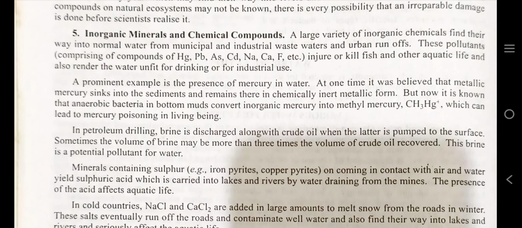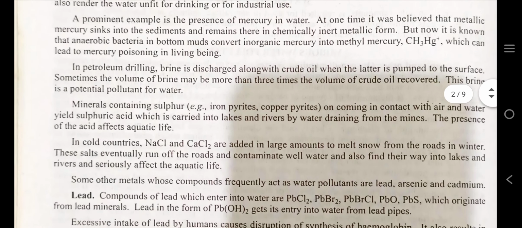In petroleum drilling, brine is discharged along with crude oil when the latter is pumped to the surface. Sometimes the volume of brine may be more than 3 times the volume of crude oil recovered. This brine is a potential pollutant for water.